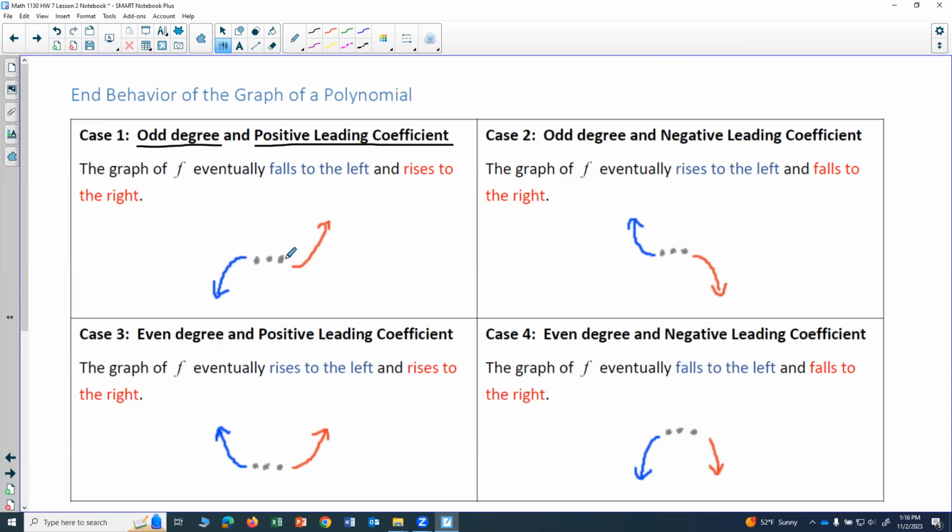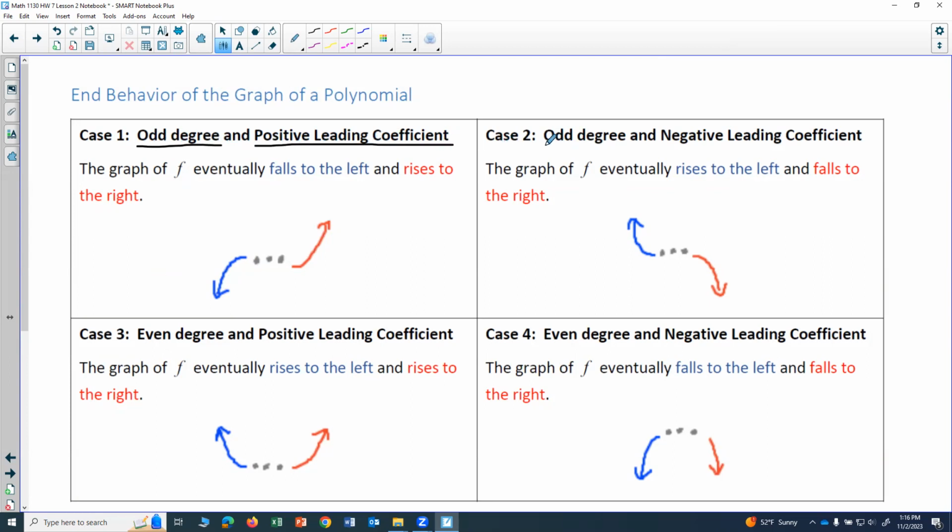It doesn't matter what it's doing in here where we have the three dots. We're just looking at what the end behavior is doing to the left and the right. So falls to the left and rises to the right tells you that you have an odd degree and a positive leading coefficient.